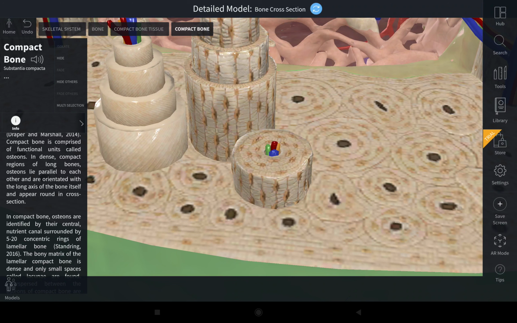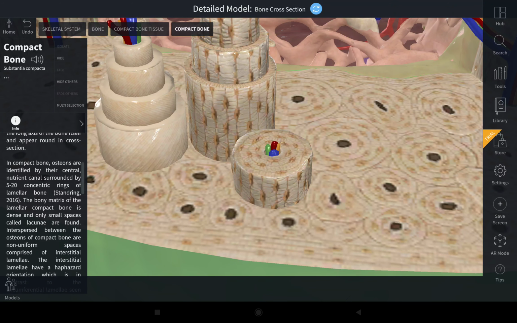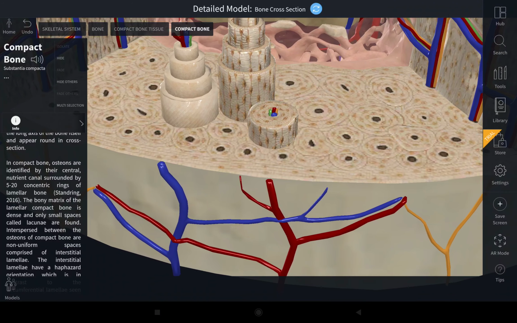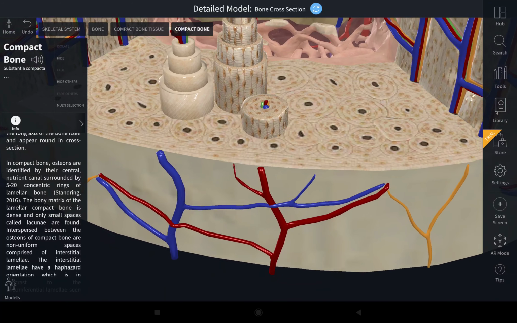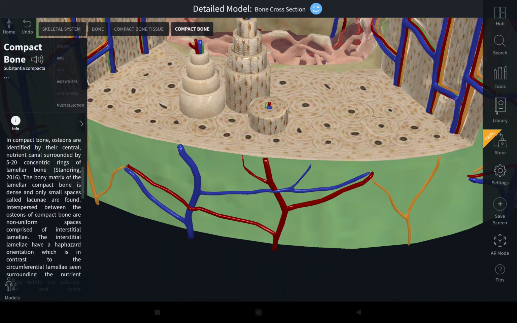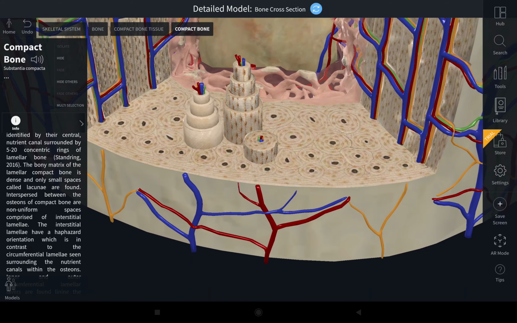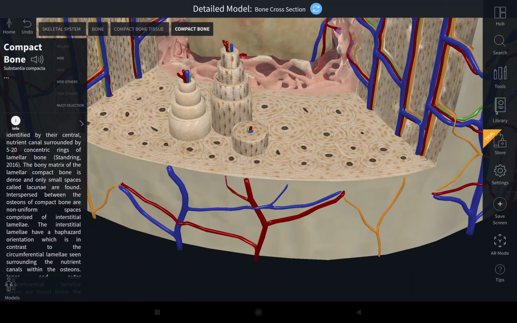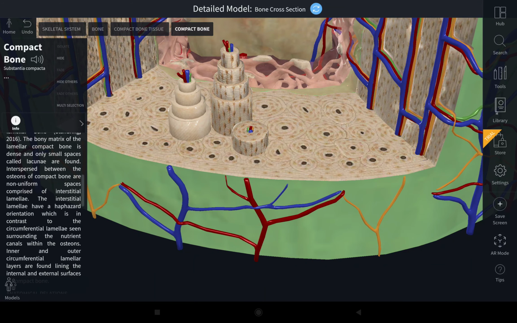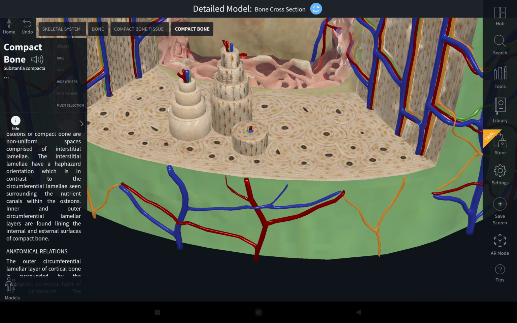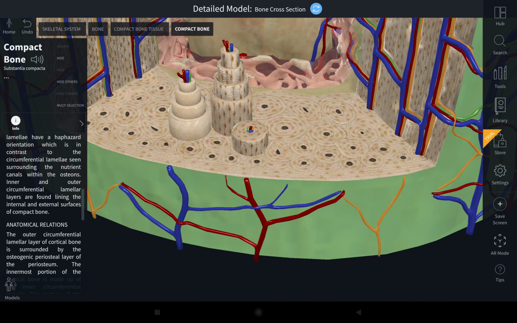The bony matrix of the lamellar compact bone is dense, and only small spaces called lacunae are found. Interspaced between the osteons of compact bone are non-uniform spaces comprised of interstitial lamellae. The interstitial lamellae have a haphazard orientation, in contrast to the circumferential lamellae seen surrounding the nutrient canals within the osteons. Inner and outer circumferential lamellar layers are found lining the internal and external surfaces of compact bone.